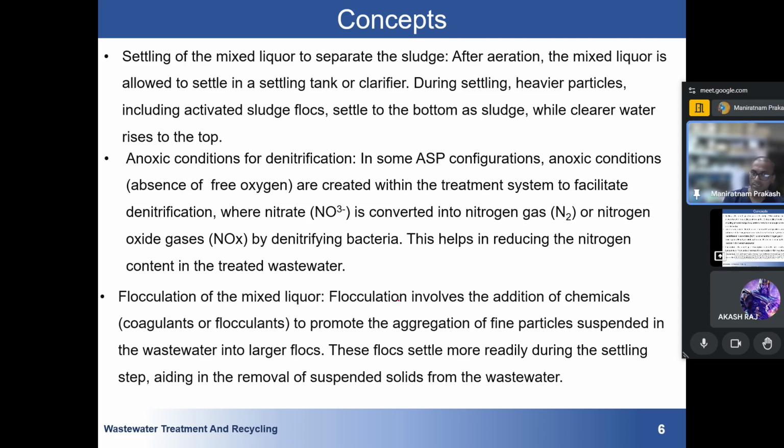Then we have flocculation. Flocculation involves the addition of some chemicals to promote the aggregation of fine particles suspended in the wastewater into larger flocs. These flocs settle rapidly during the settling removal of suspended solids. So in our biological treatment, because we know that some of these will be formed, you can relate this with the sedimentation tank also. Okay, now the same concept has been used here.